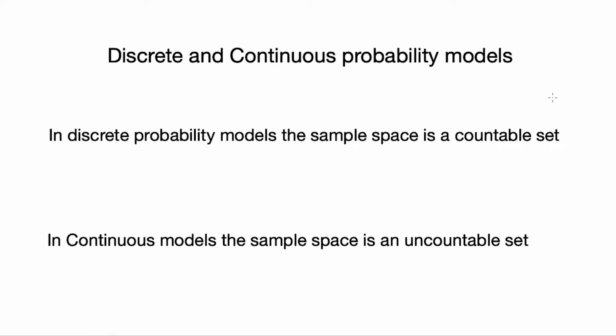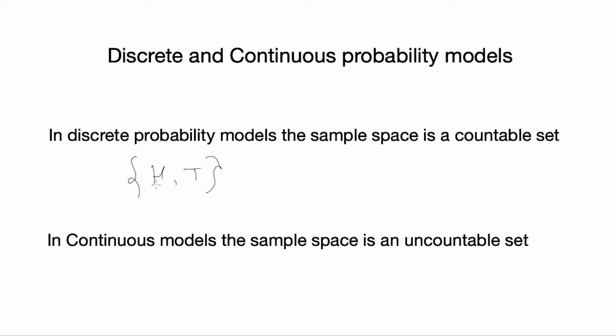Hello everyone to this lecture about discrete and continuous probability models. In the case of discrete probability models, the sample space is a countable set. So for example, if we have an example of flipping a coin, the outcomes will be just heads or tails.